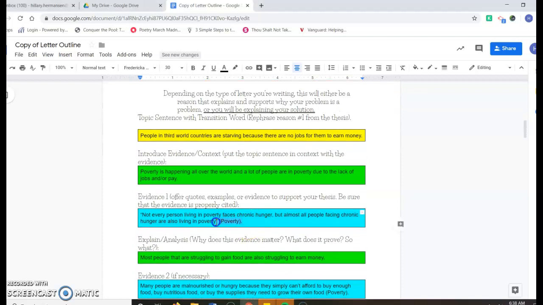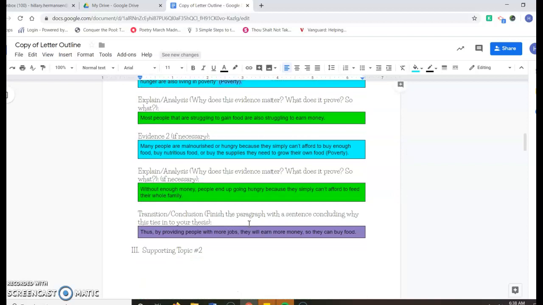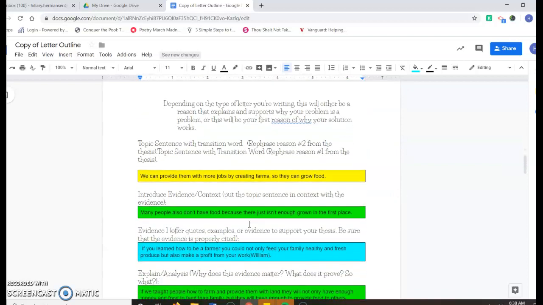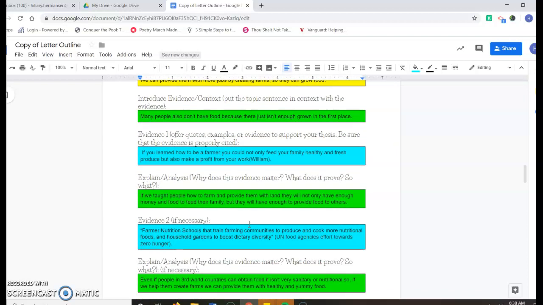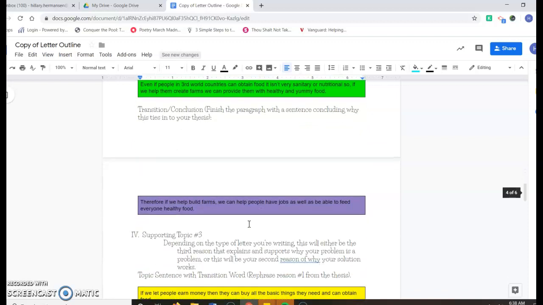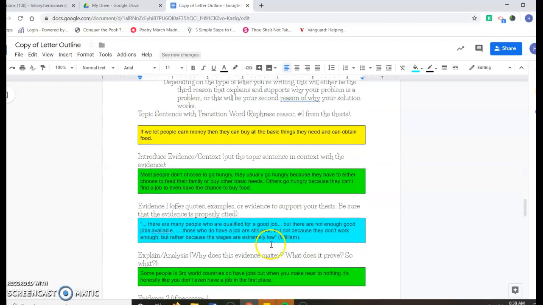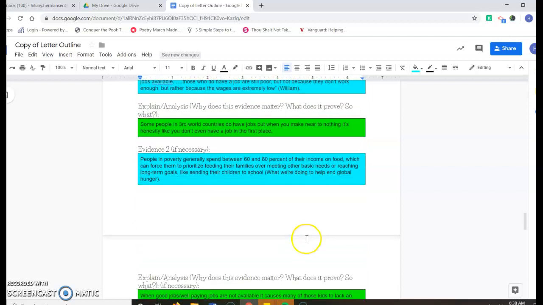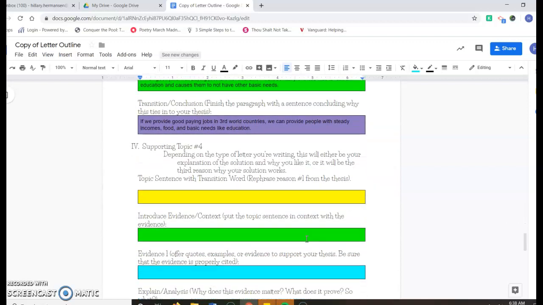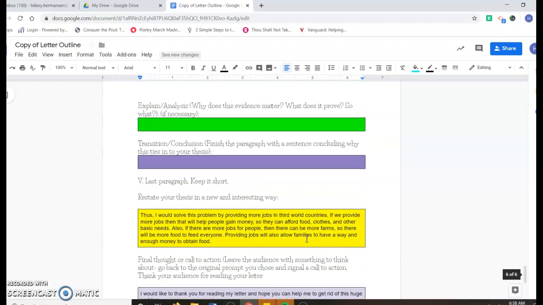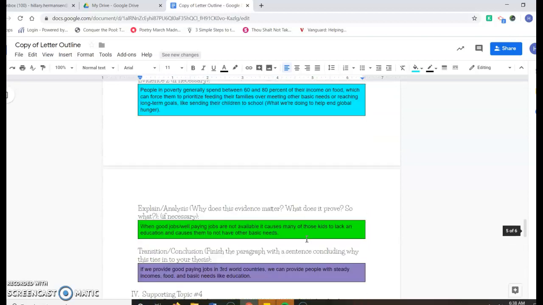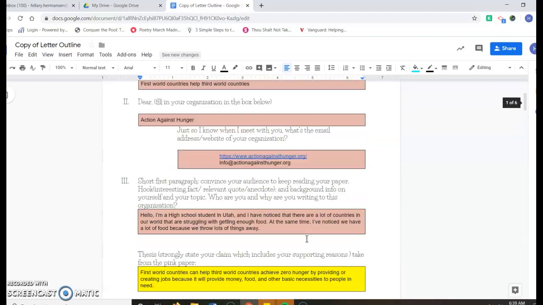Just make sure that you include the in-text citation right here. We have it in parentheses. So this outline is looking pretty good. I'm just double checking it. Yeah, we have in-text citations. Looking good. Okay, so now your next step is to create a rough draft.